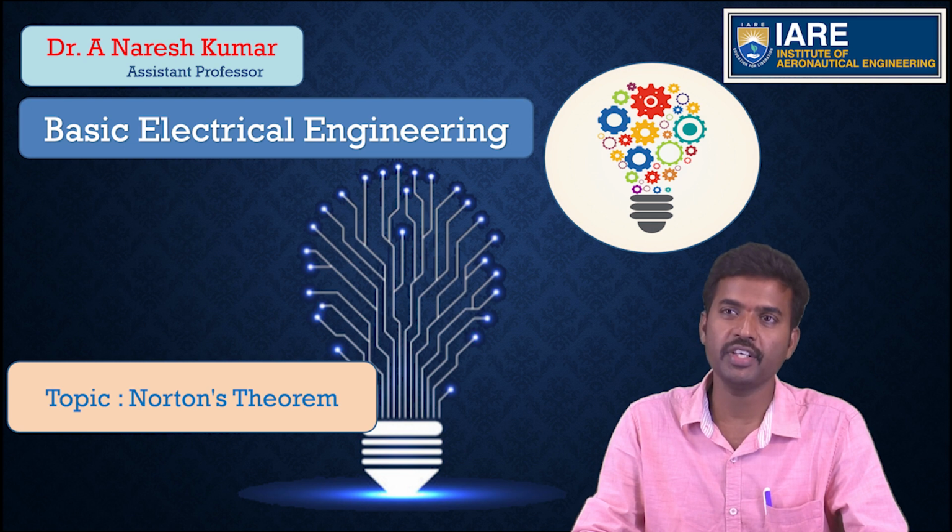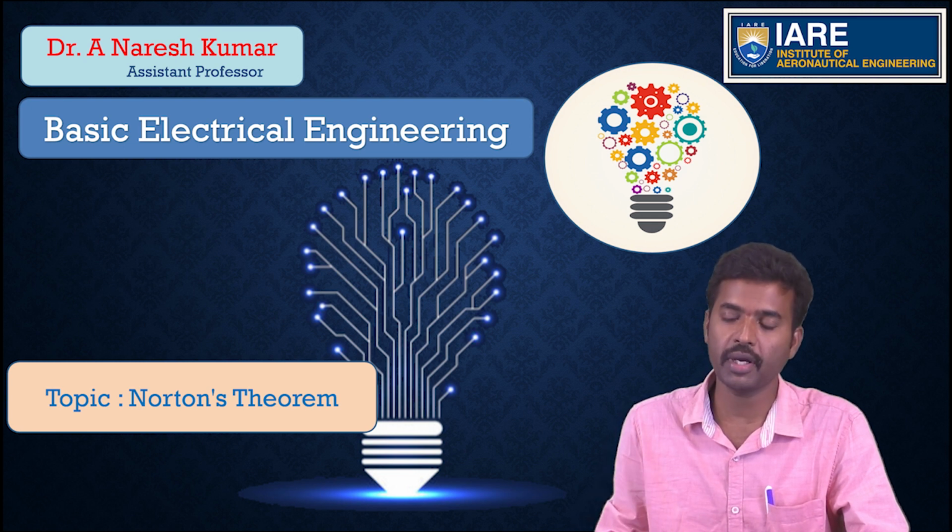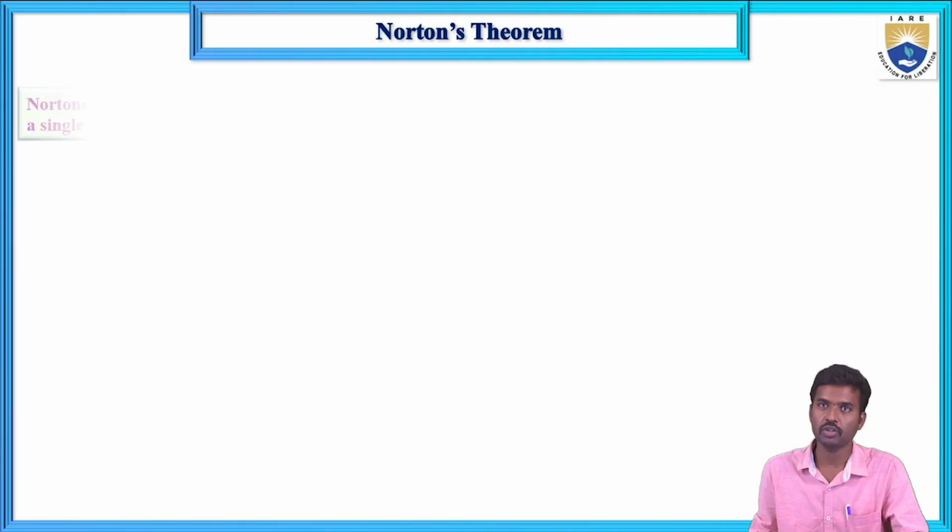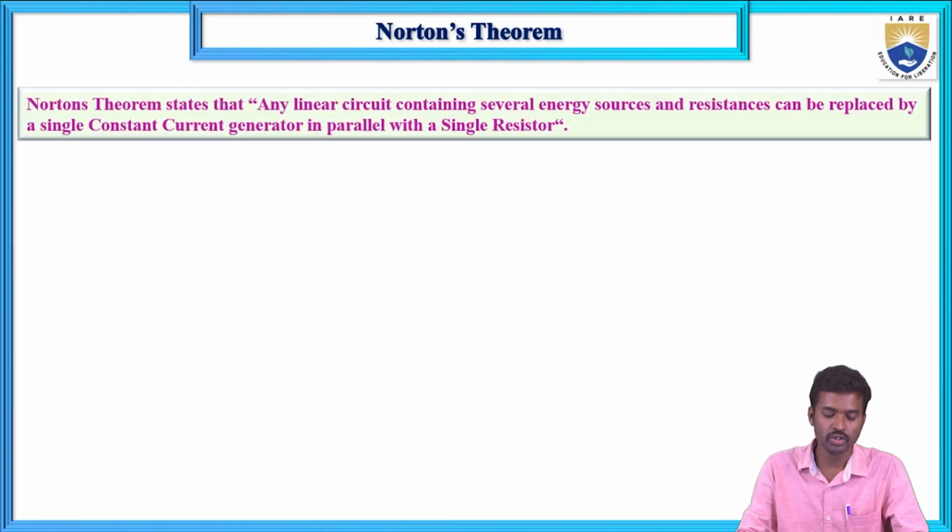Today we are going to have a discussion on Norton's theorem and its related problem. First I will state Norton's theorem. Any linear network consisting of a number of voltage sources, current sources and resistors can be replaced by a single equivalent circuit. That single equivalent circuit consists of one current source in parallel with a resistance.